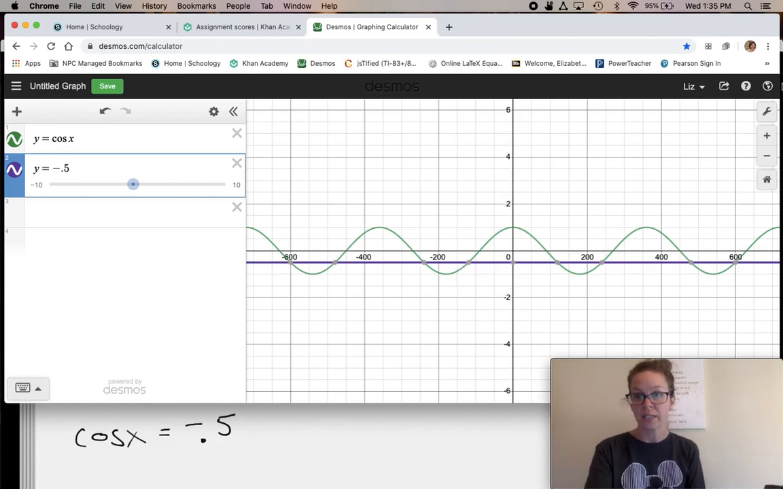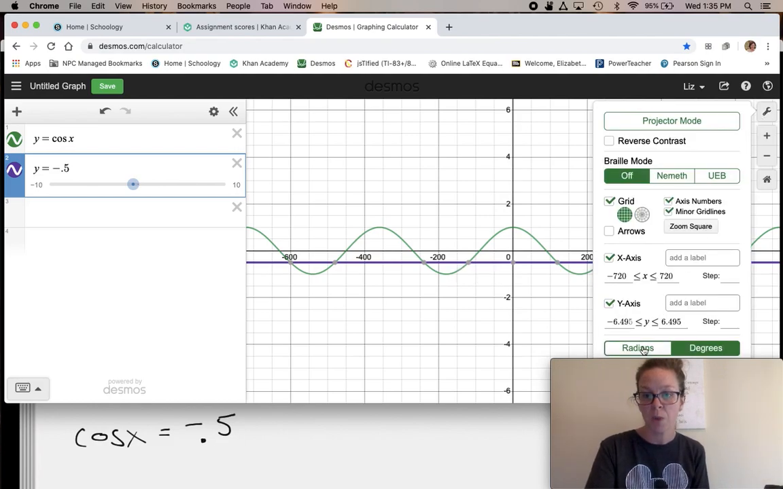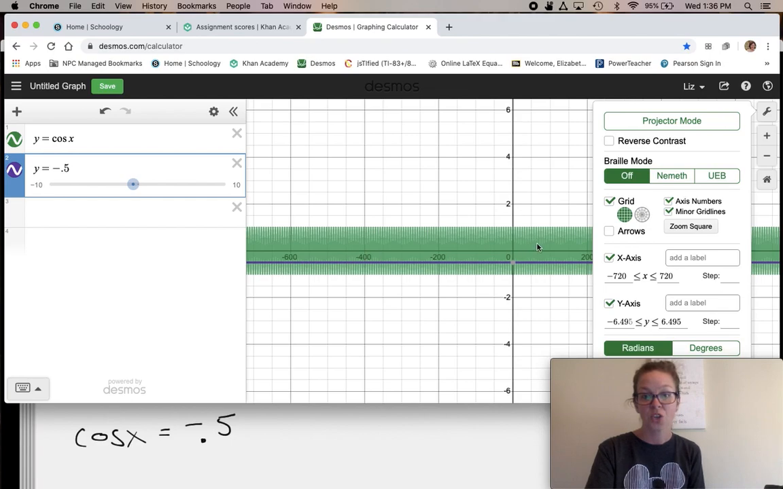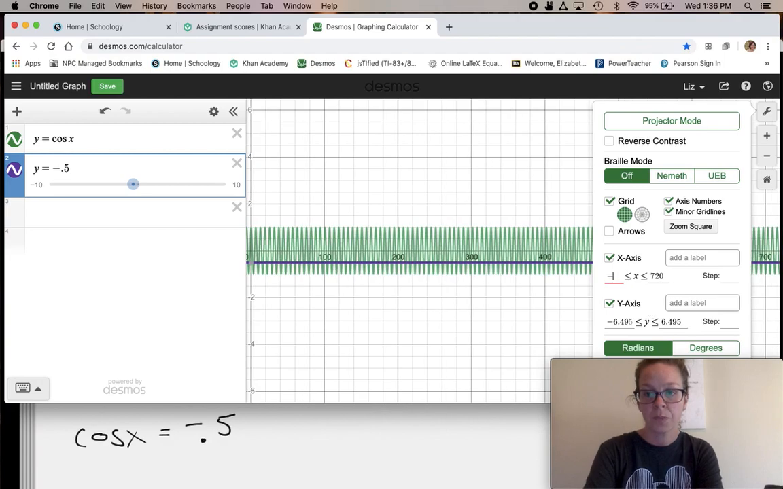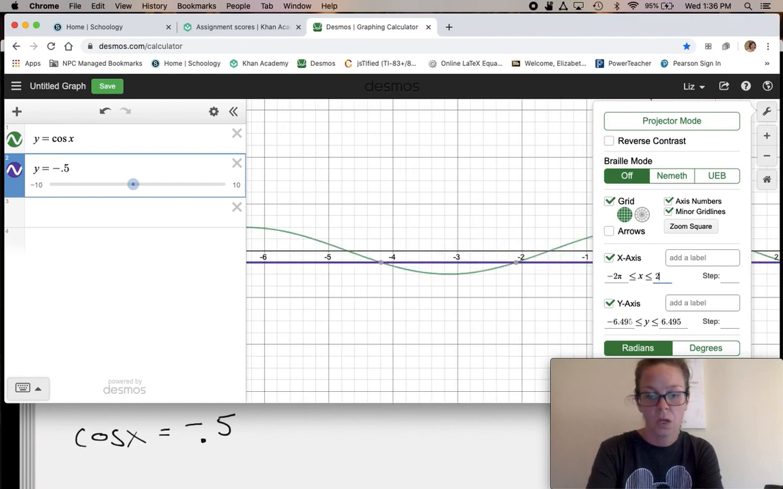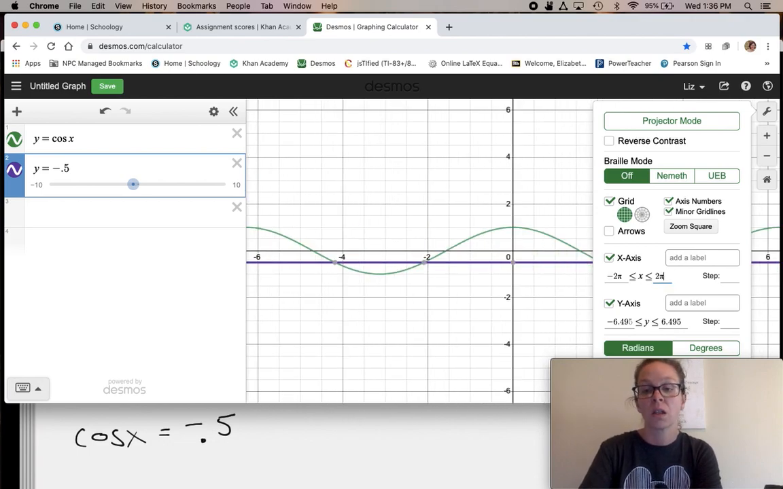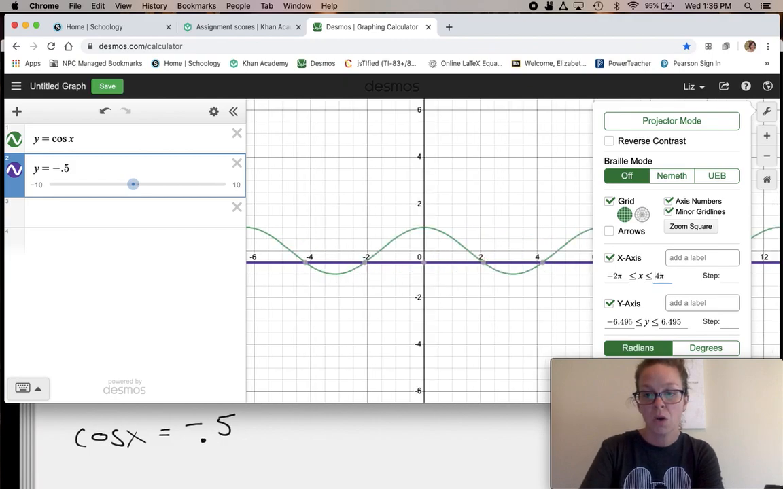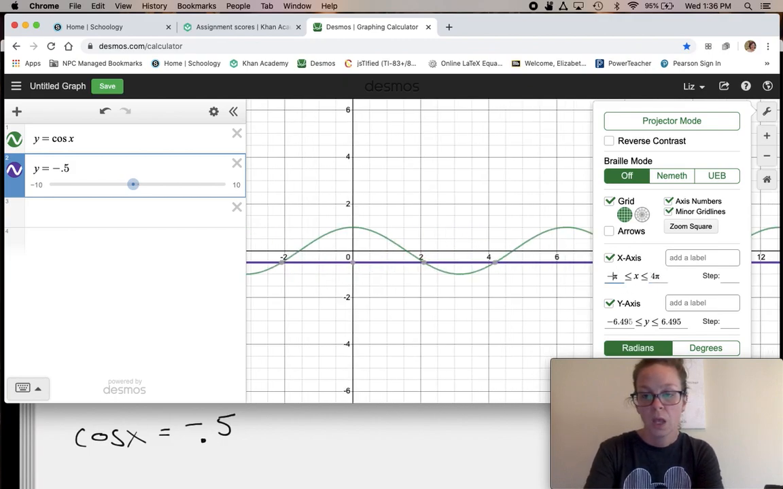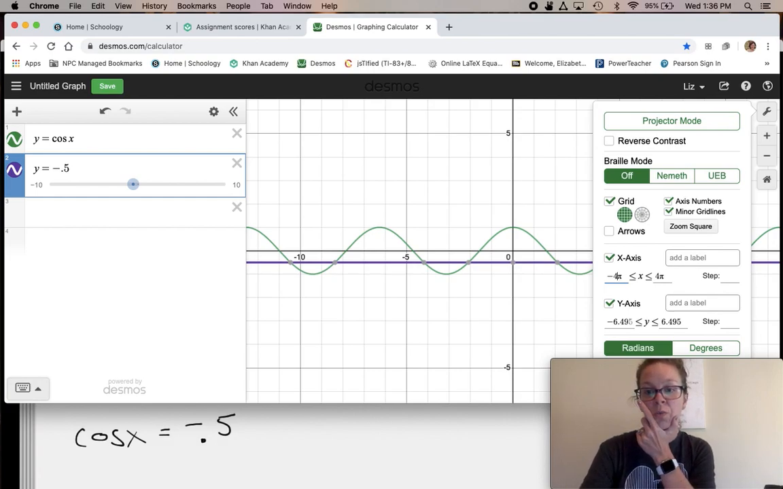And oops, I'm still in degrees. So I'm going to go in and switch my mode to radians. And now that looks crazy, right? So when we're working in radians, one circle is equal to 2 pi, right? So I'm going to go negative 2 pi, and I'm going to go 2 pi. And then I could see one cycle. If I wanted to see more than that, I could maybe go like 4 pi. But when we measure in radians, we're thinking about 2 pi being a whole circle, or 360 in degrees.